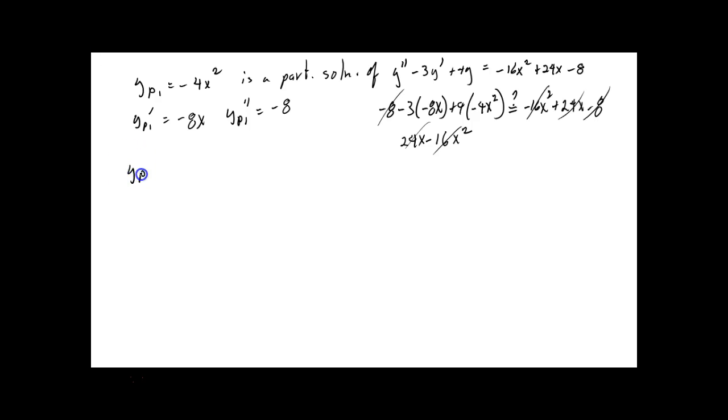We need to verify that y sub p sub 2 equal to e to the 2x is a particular solution. This is copying from above. Is a particular solution of that same thing, except now we're going to say it's equal to 2e to the 2x. Okay? Well, what are we going to have to do here?